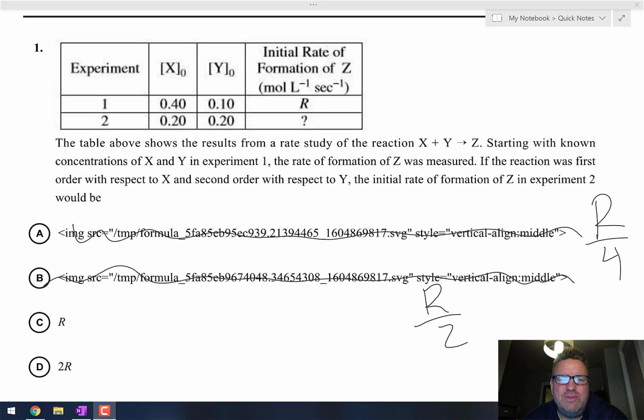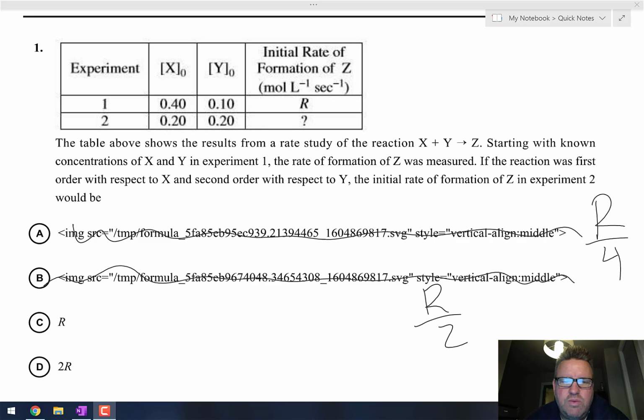Right, today we're going to look at some sample questions dealing with rate laws and rate law constants. So here's the first question. You can see there's two different experiments. They've got some different concentrations, and then they give you the rate of the formation of the product. It says the table above shows the results from a rate study of the reaction X plus Y makes Z. Starting with known concentrations of X and Y in experiment 1, the rate of formation of Z is measured.